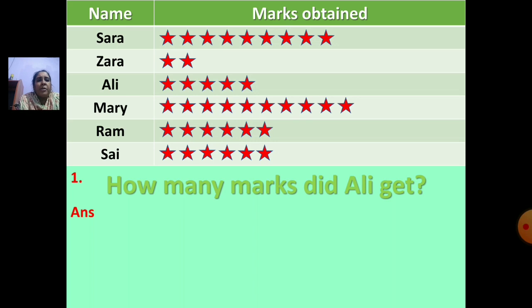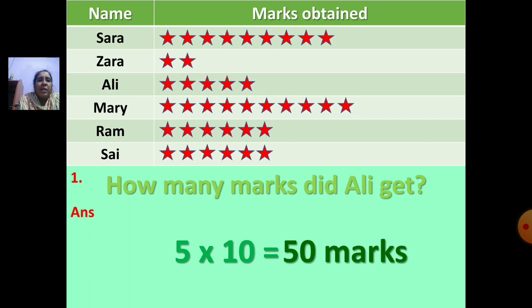How many marks did Ali get? So where is Ali? You have to see the number of stars in front of Ali's name. How many stars you can see? Count the number of stars. 1, 2, 3, 4, 5. How many stars? 5 stars. And 1 star means how many marks I told you? 10 marks. So what will be the answer? Yes, 5 tens are 5 multiplied by 10. 5 tens is how much? 50 marks. How many marks did Ali get in maths? 50 marks. Okay.